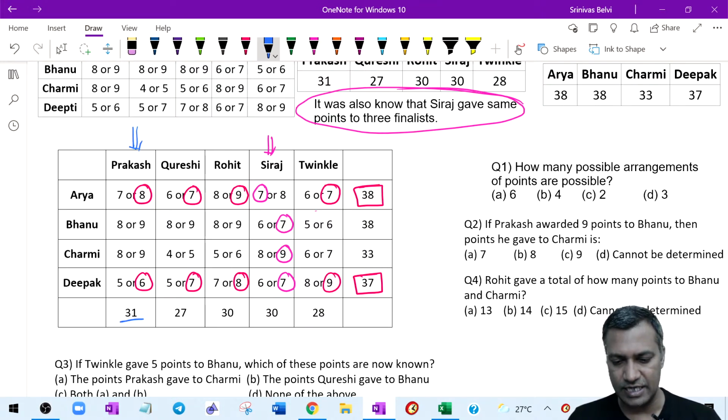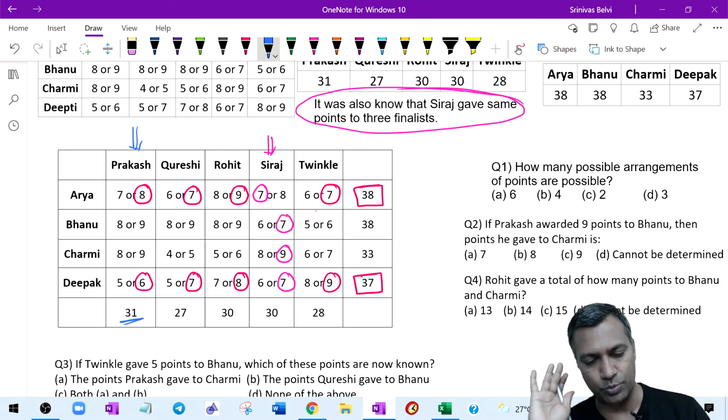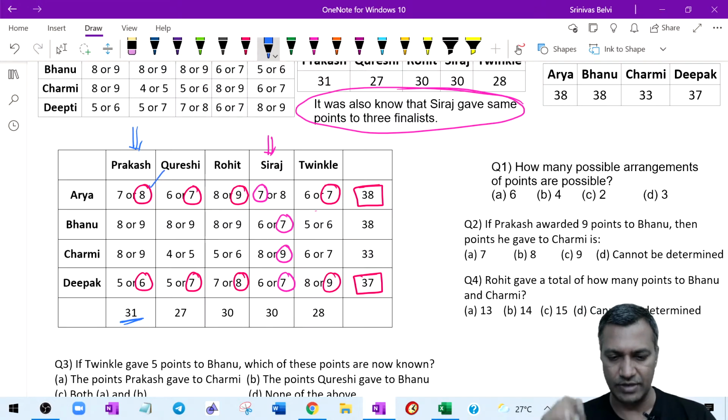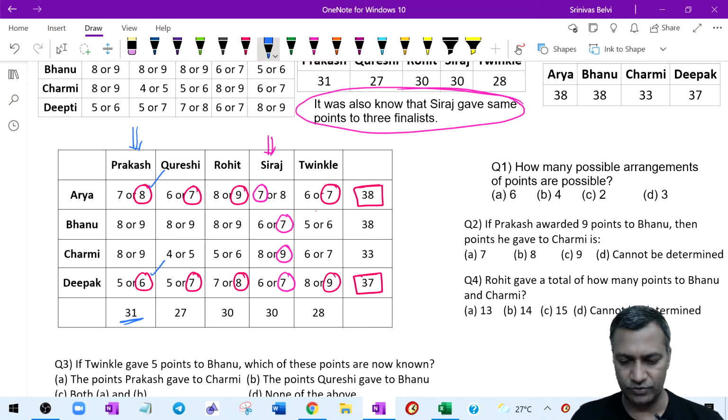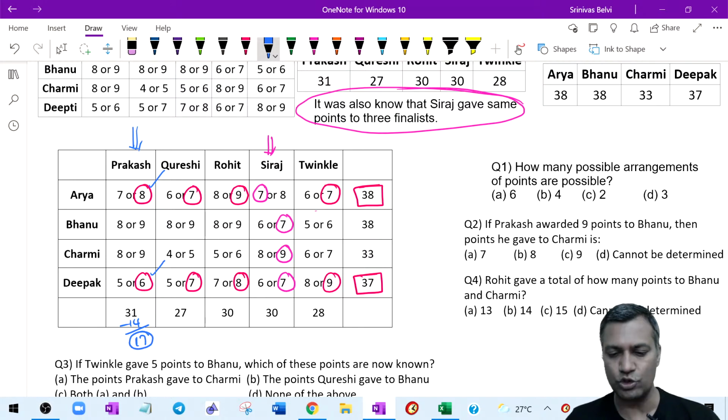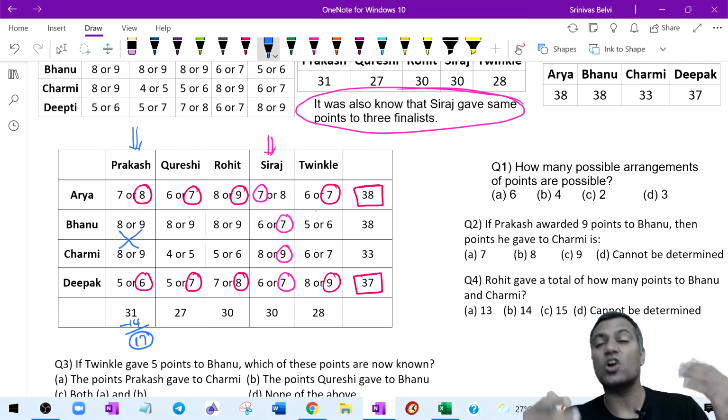Prakash has given 31 points to all four contestants put together, out of which Prakash has given 8 points to Aryan, 6 points to Deepak. 14 points are gone out of 31. Therefore, the remaining 17 points need to be distributed. How do I distribute 17? If I give 8 to this person, I should give 9 to this person. Or if I give 9 here, then I should give 8 here, because 8 plus 8 becomes 16, but I want 17. 9 plus 9 becomes 18, but I want 17. This is what you are trying to tell: you are not able to fix it.